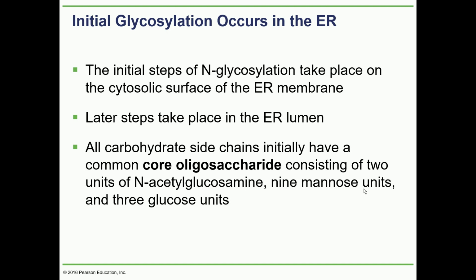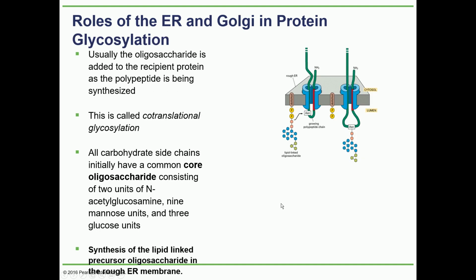So how does this process take place? The initial glycosylation occurs in the ER. The initial steps of N-glycosylation take place on the cytoplasmic surface of the ER. Then later steps take place in the ER lumen.